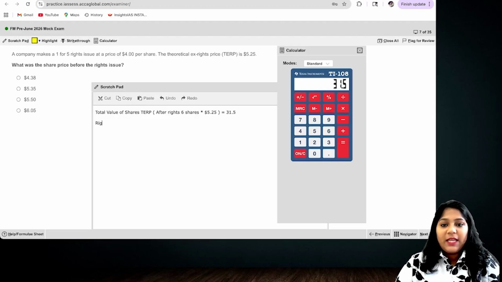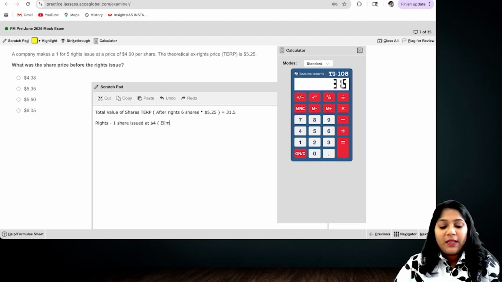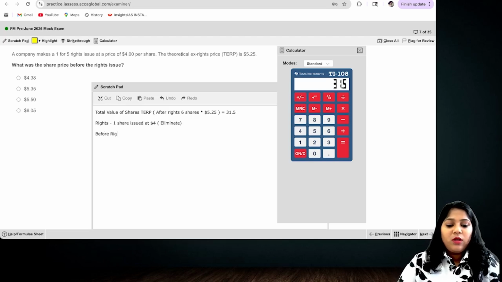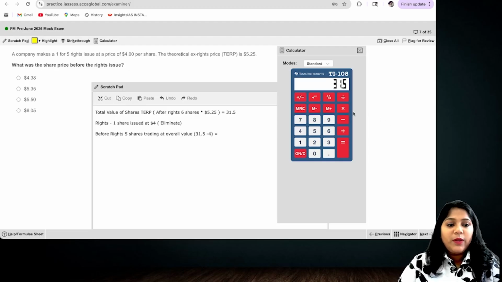In that, I know the rights, which is one share issued at $4. Correct? If you eliminate that, before rights it would have been 5 shares trading at an overall value of 31.5. If you eliminate that $4, the remaining value would be 27.5. That is for all 5 shares.